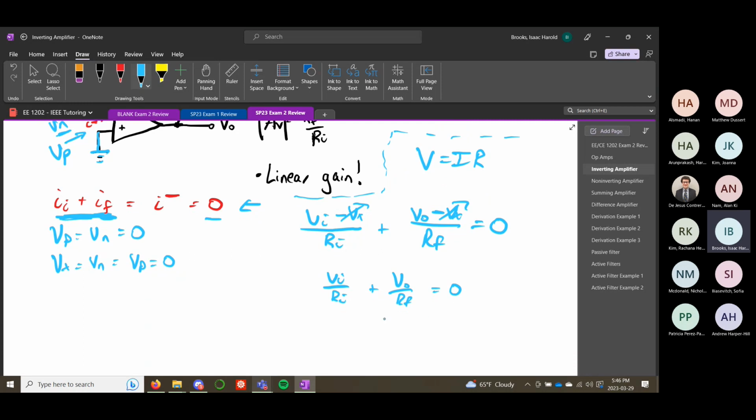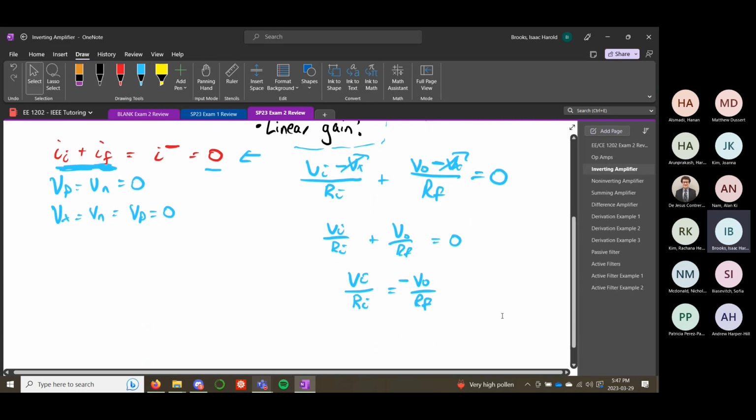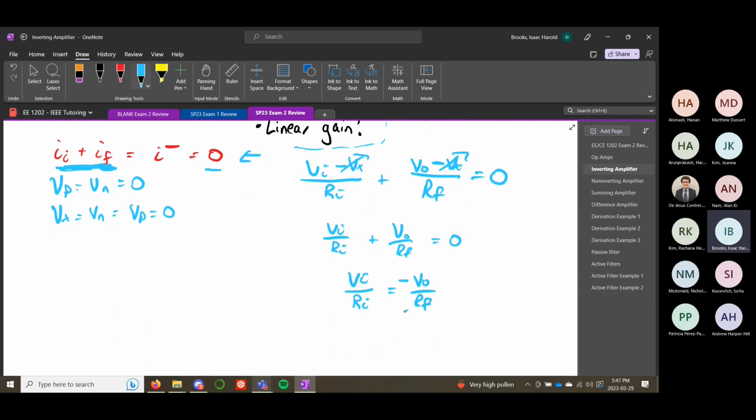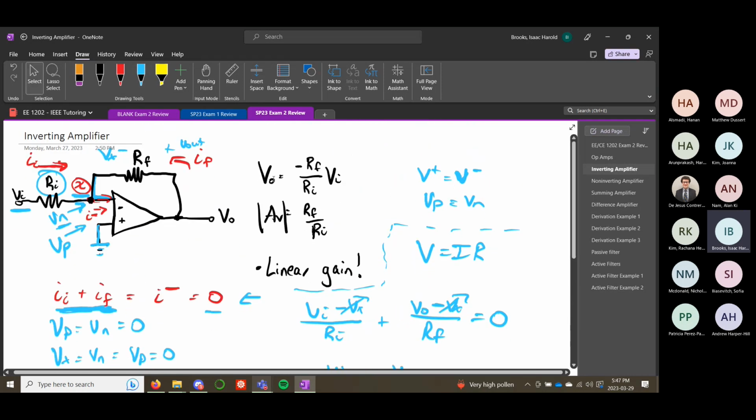Let's subtract Vout over RF to the other side: Vi over Ri equals negative Vout over RF. And then, of course, if we multiply both sides by RF and get the negative over to the other side too, that simplifies to Vout equals negative RF over Ri times Vi. Okay, and this is our gain equation that we were given in the beginning.